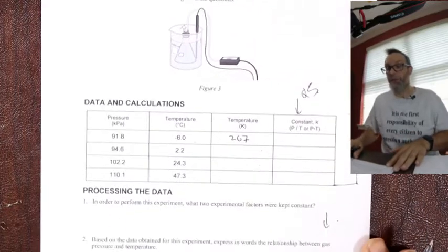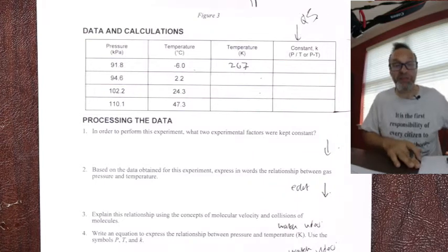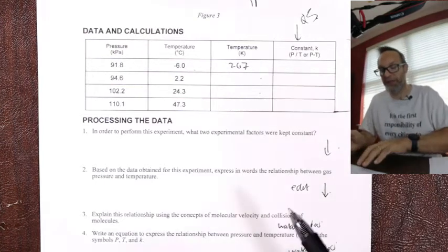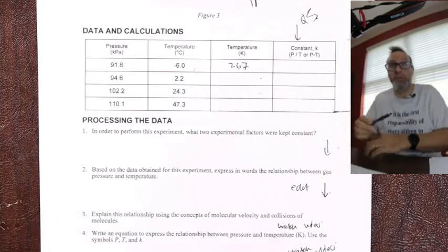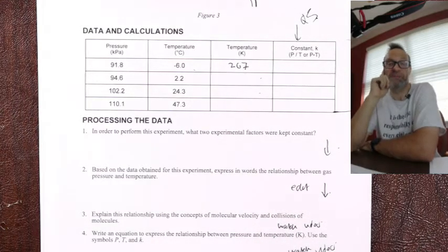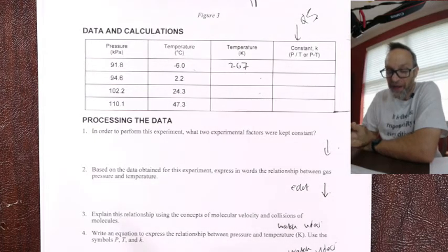Now let's talk you through again. If the gases video is fresh in your mind, this will be common sense. In order to perform this experiment, which two factors were kept constant? Well, you're measuring pressure and temperature. In PV equals nRT, what are the other variables? There's two of them, of course. Those are the ones that are kept constant.